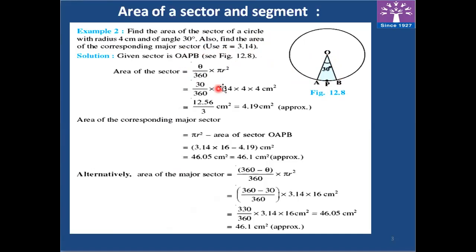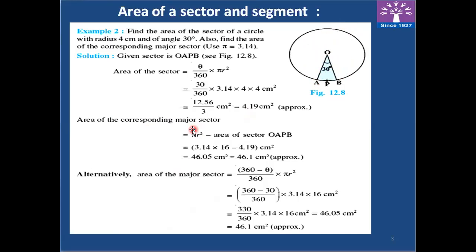Area is pi r square theta by 360, where r is 4, theta is 30, pi is 3.14. So when we solve it, we get 4.19 centimeter square approximately. Now, the major sector is this much area. We can understand that the circle's area minus this minor sector area will give us the major sector area.